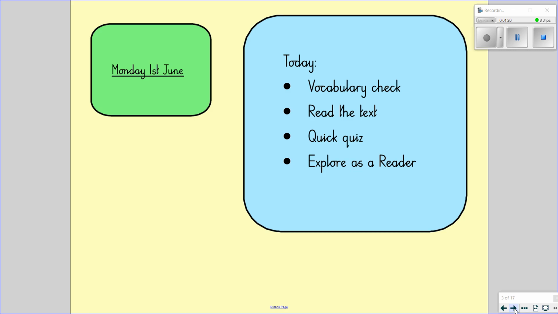So here we are today, Monday the 1st of June. We're going to look at some vocabulary. We're going to have a read of the text together. Then we'll do a quick quiz for some comprehension, and then we'll look at exploring as a reader.